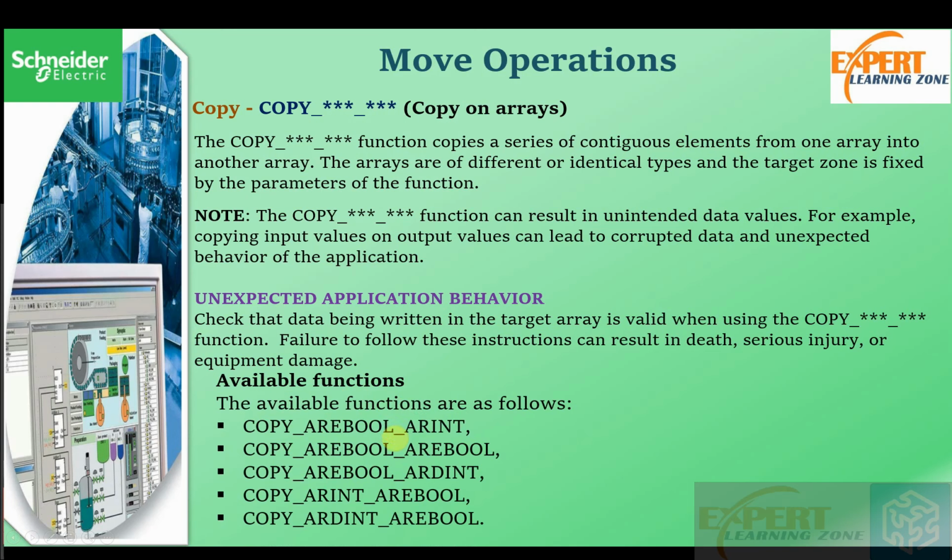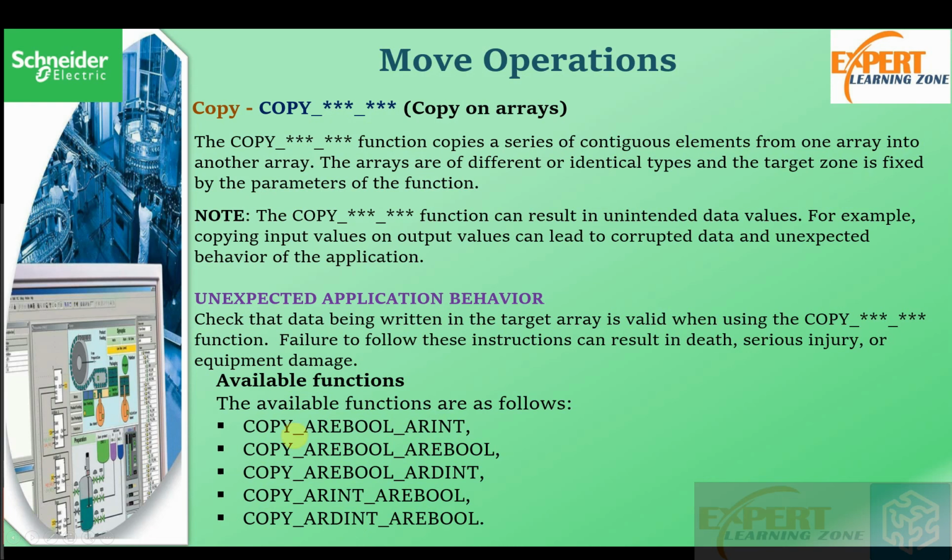Some of the functions of the copy block include copy array. The first one copies an array of extended boolean into an array of integer. The second one copies an array of extended boolean to another array of extended boolean. So these are similar data types. You can copy extended boolean to another extended boolean. These are different data types. We copy extended boolean to an array of integer, extended boolean to a double int, an integer to an extended boolean array, and a double int into an extended boolean array.